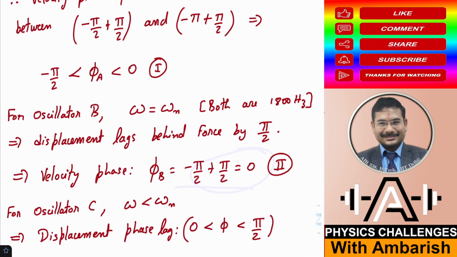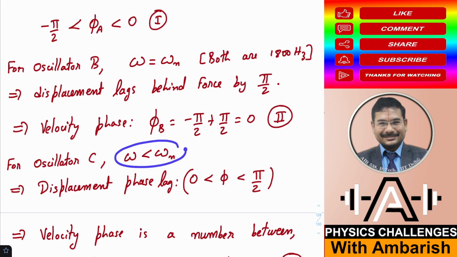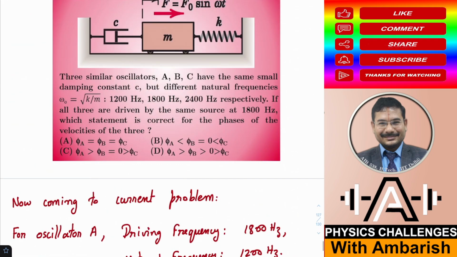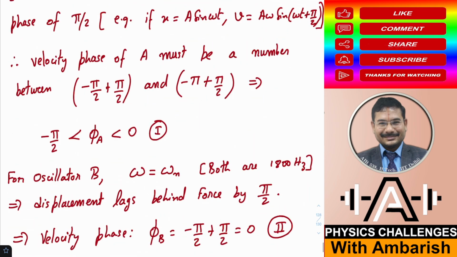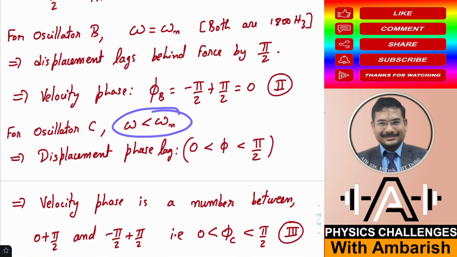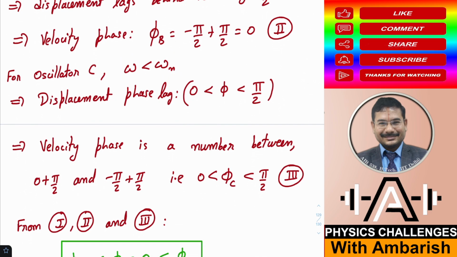Okay. And for oscillator C, omega is less than the natural frequency. You see, the driving frequency is 1800 hertz, and the natural frequency of the driven is 24 hertz. So we can say that omega is less than the natural frequency now. That means this time displacement phase lag will be somewhere between 0 and pi by 2. So velocity phase will be a number between 0 plus pi by 2 and minus pi by 2 plus pi by 2. That is, the velocity phase is somewhere between 0 and pi by 2, right?